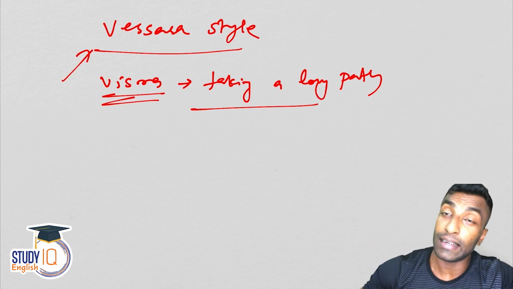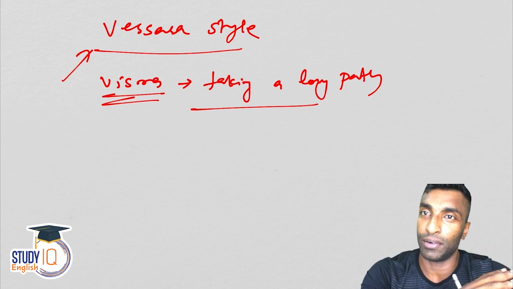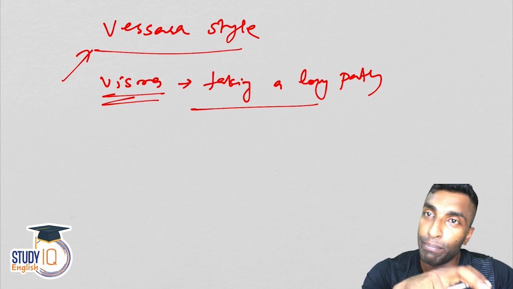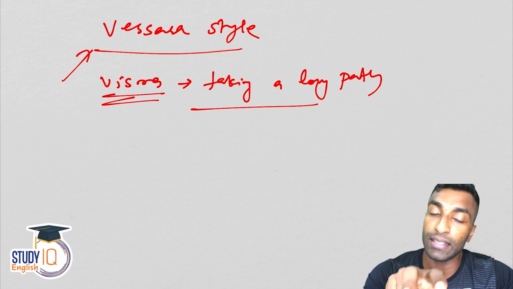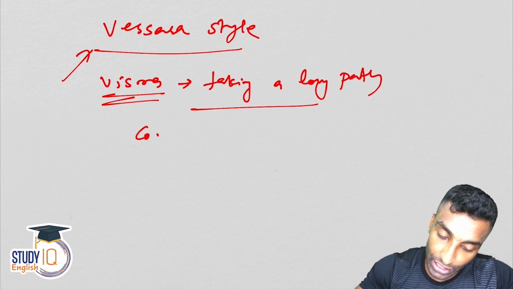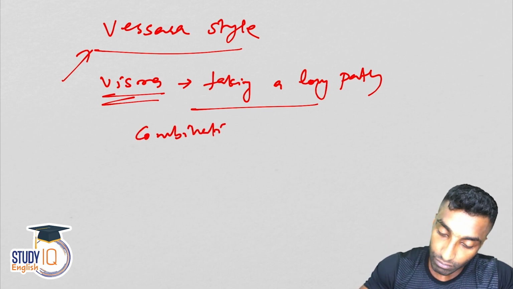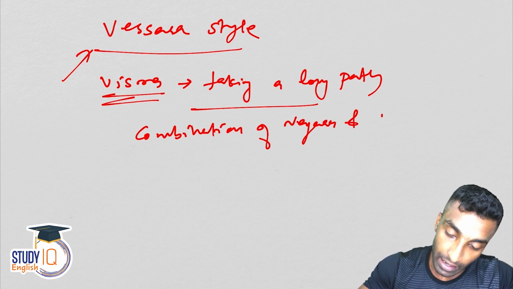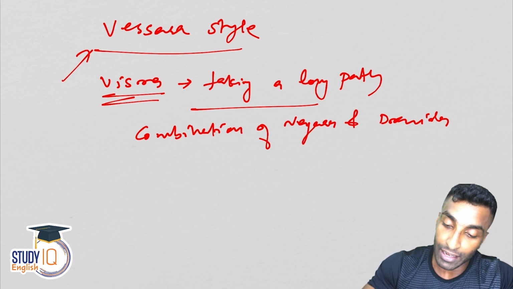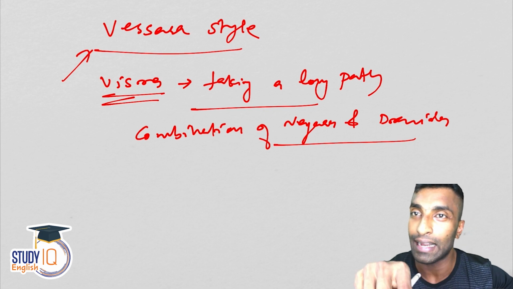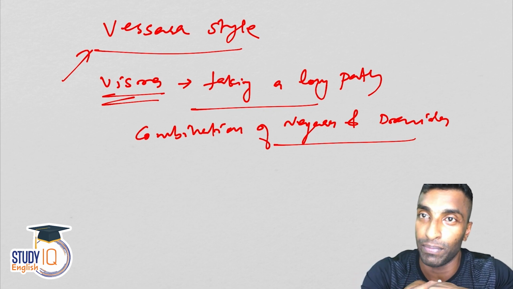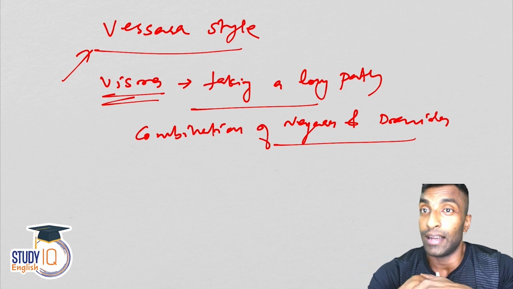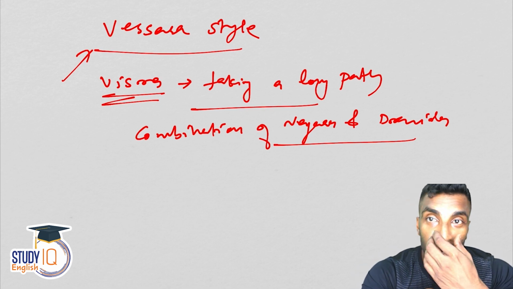So Vesara style is actually a combination of North Indian and South Indian style. It is a mix of Dravida as well as Nagara. If you see what is the element or feature coming from Nagara and what is coming from Dravida, that is something they can ask you in the exam.